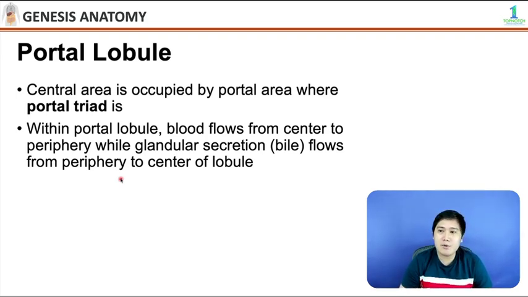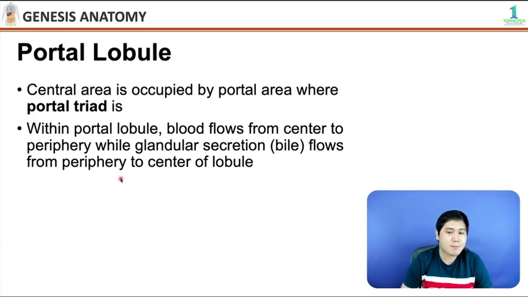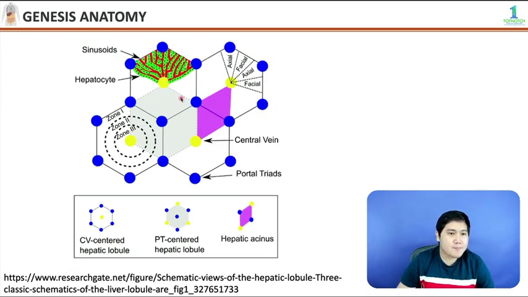Your portal lobule will look like a triangle. The center is the portal triad, so it will look like a triangle. The portal triad is in the center, and the central veins are in the corners. So that is the portal lobule.